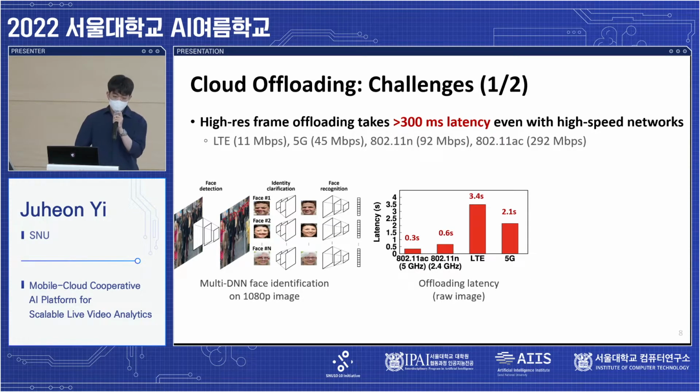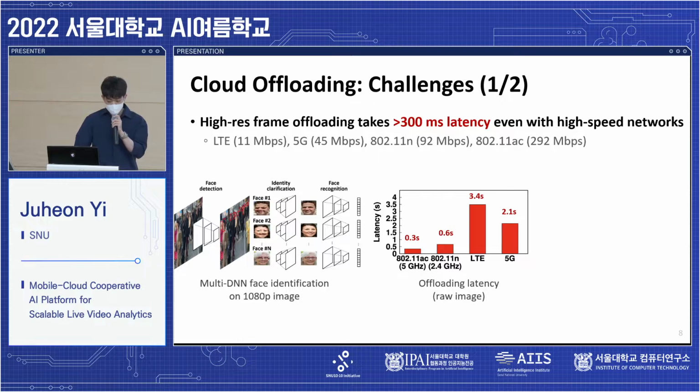Another option to run this kind of AI workload is to offload the heavy computation to a remote server with powerful GPUs. However, we see that such an approach is also very challenging, mainly because offloading high-resolution video frames incurs a very large latency, even for very favorable networks like Wi-Fi in the 5 gigahertz frequency band. For example, here, offloading a full HD video for face identification takes as high as 3 or 4 seconds.